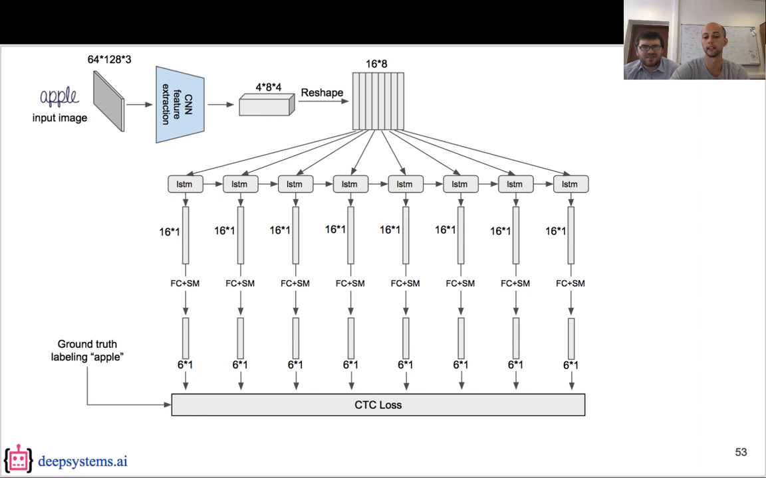This loss was designed by Alex Graves in 2006, and nonetheless, it is still one of the most popular and effective methods for end-to-end training. This loss takes 8 vectors of probabilities and ground truth labeling, evaluates error, and allows us to do backprop and so on. And we will do detailed explanation of CTC loss in next lecture.